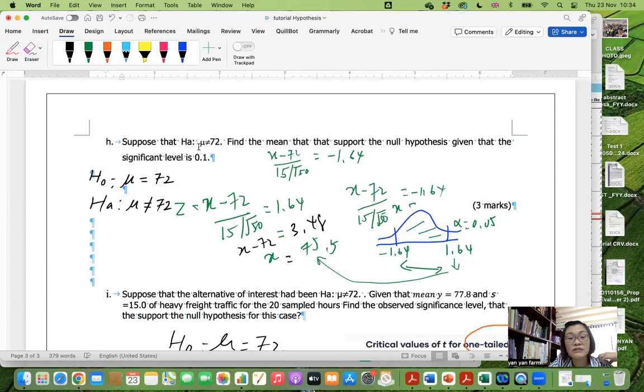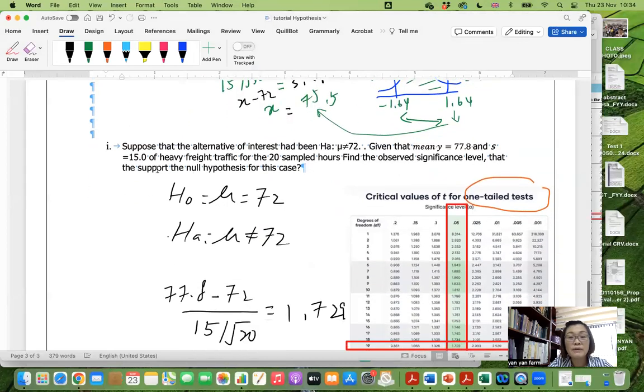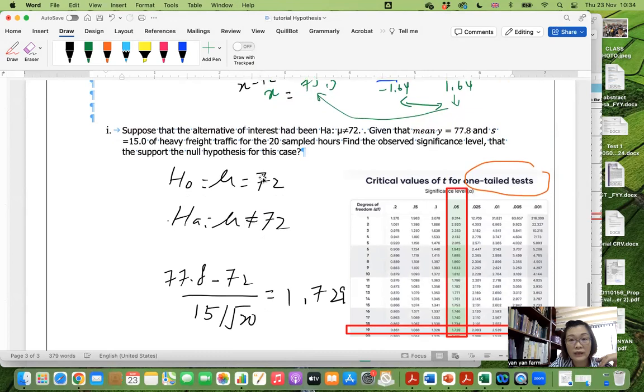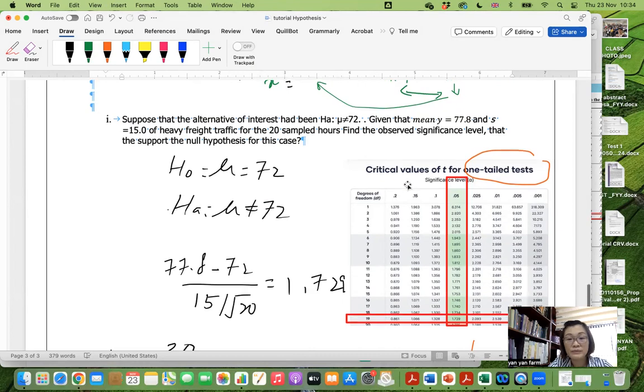Suppose that the alternative hypothesis is still 72. Find the mean that supports the null hypothesis given that the significance level is 0.1. Same thing, we have to divide the significance level by 2. The sample should be the same, and therefore very quickly we can find our X. Whereas if our sample is smaller than 20, as in the case above, then we have to use the t-test table.